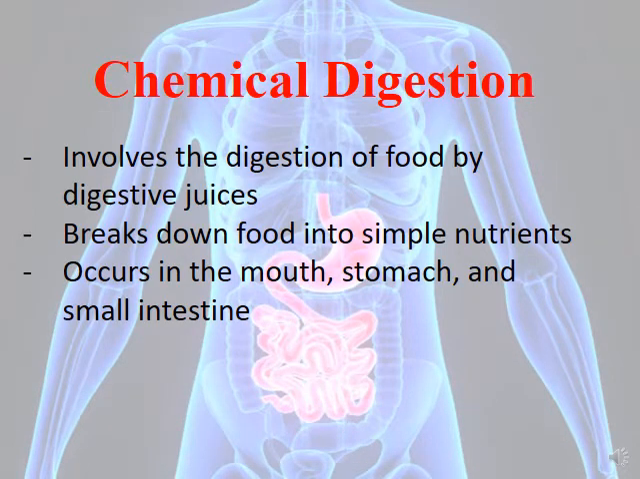Chemical digestion involves the digestion of food with the help of digestive juices. So these juices are needed in the process of digestion. It breaks down food into simple nutrients, and it occurs in the mouth, in the stomach, and the small intestine.